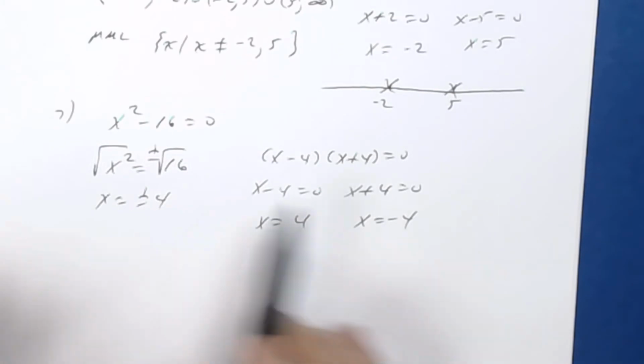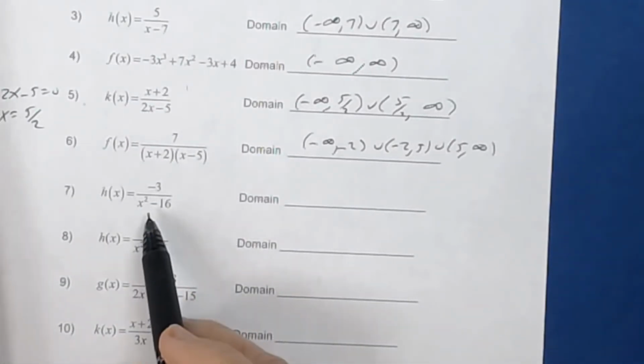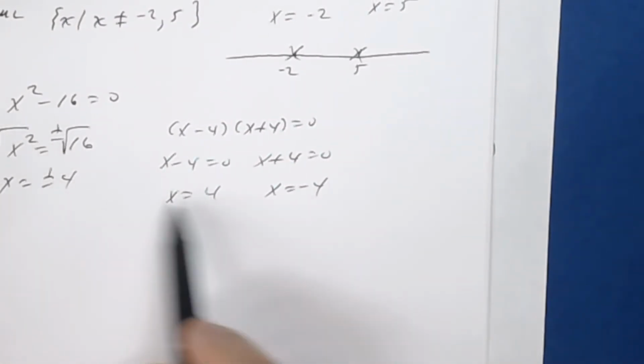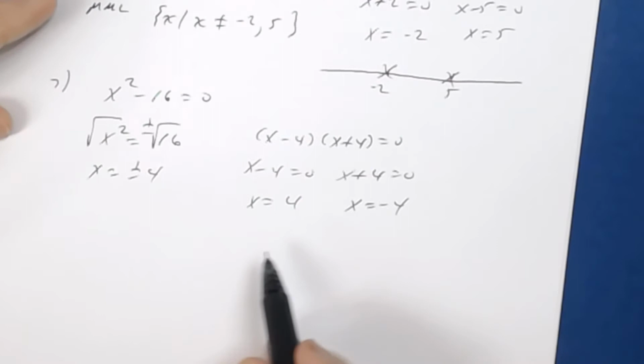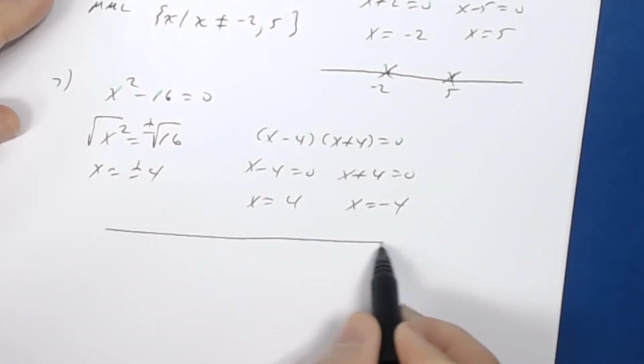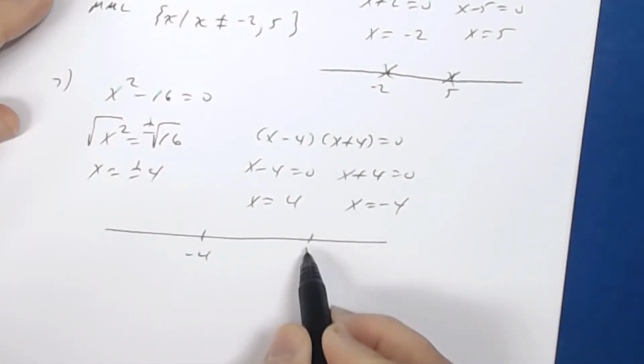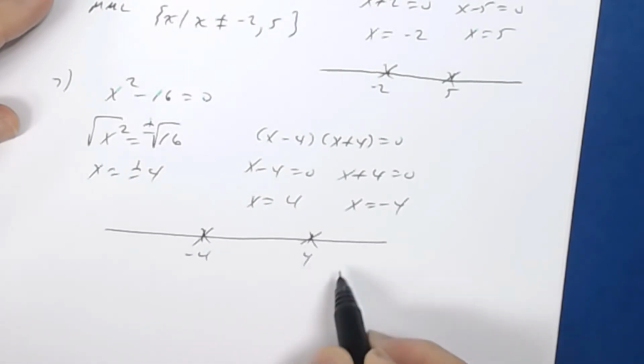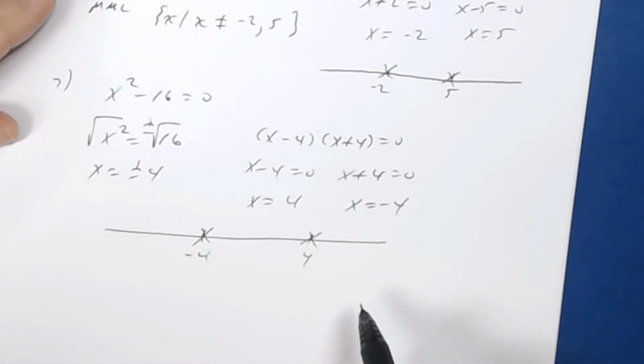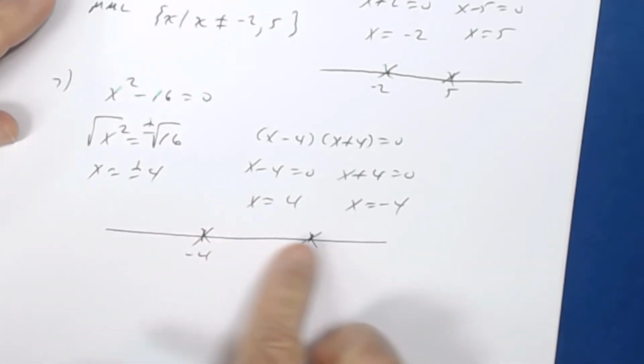But notice that for this rational function, number 7, my domain would be any real number except positive 4 and -4. So I'm going to put that on the number line in order, -4, 4. I'm going to cross those out because I can't use those. Those make my denominator 0. And notice I have 3 intervals.